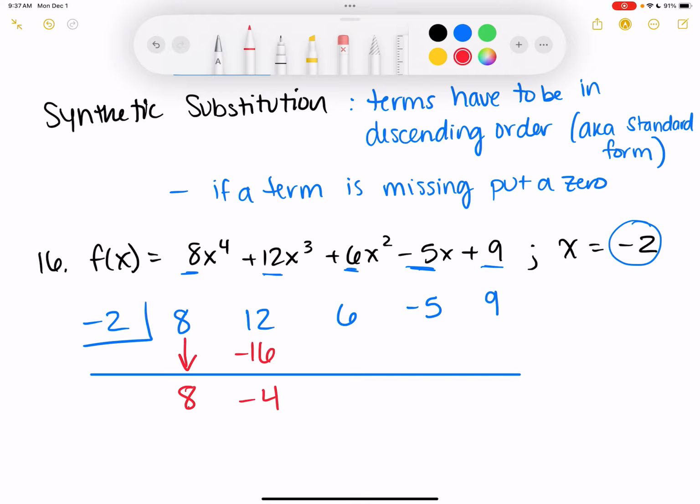Yep. Negative 4 times negative 2 is positive 8. 6 plus 8 is 14. And I'm going with whatever signs are on there. It's not like I'm always subtracting or I'm always adding. It's whatever signs are on the terms.